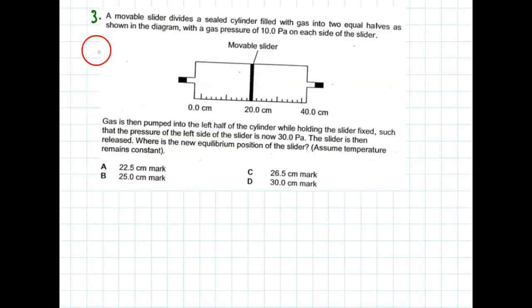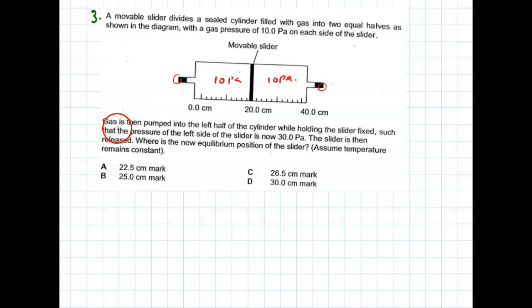Next question. Question number 3. You can pause this video and do it on your own. Read the question. Here, a movable slider divides a sealed cylinder, sealed from both ends, with gas into two equal halves as shown in the diagram. So here is the slider which divides the cylinder into equal halves. It is filled with gas at a pressure of 10 pascal on each side of the slider.